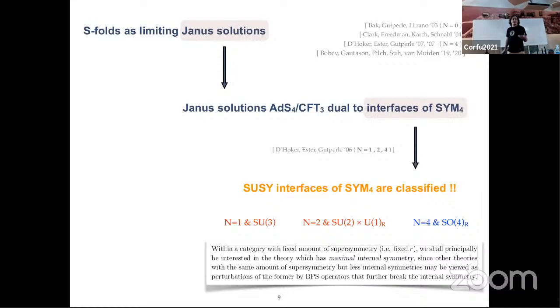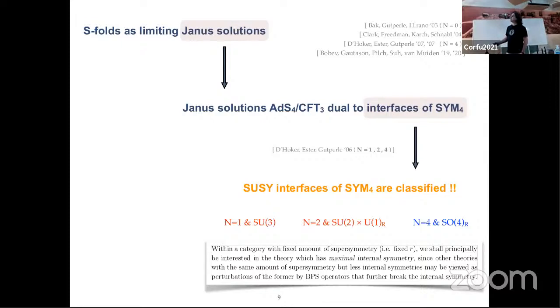So why are we interested in deforming these S-folds? Well, one way of generating S-folds, as a solution-generating technique, is to start from a Janus solution, which has been extensively studied in the literature, starting from a Janus type IIB solution and taking some specific limit. Okay, so S-folds can be viewed as limiting cases of Janus solutions.